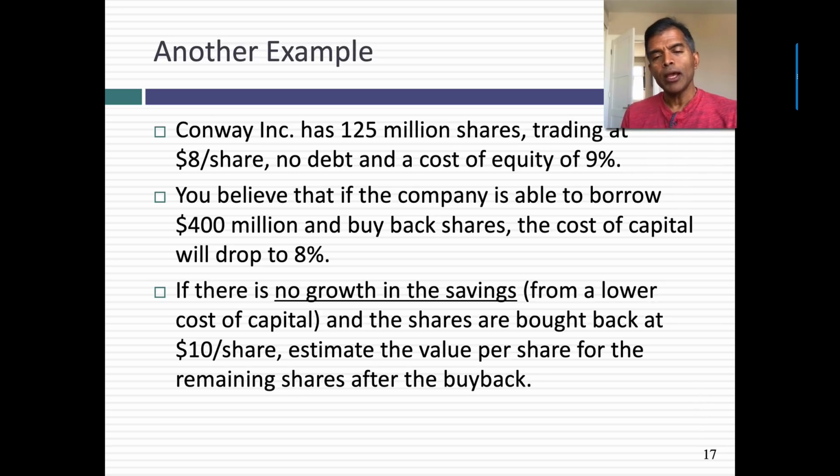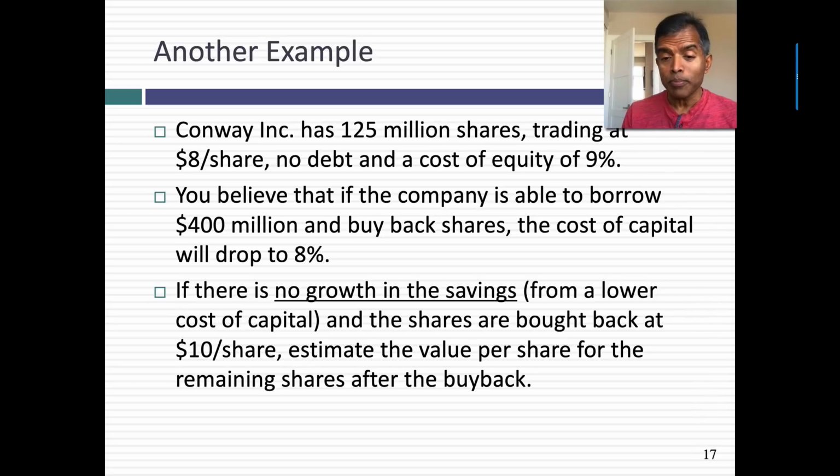how much goes to the people who sell back their shares and how much remains for those people who stay in the company. So in this particular example, here's what the company is going to do. It's going to borrow 400 million and buy back shares. The cost of capital will drop to 8%. So I've given you the cost of capital before because it had no debt, and the cost of capital after. There's no growth in savings. I'm making your life a little simpler.